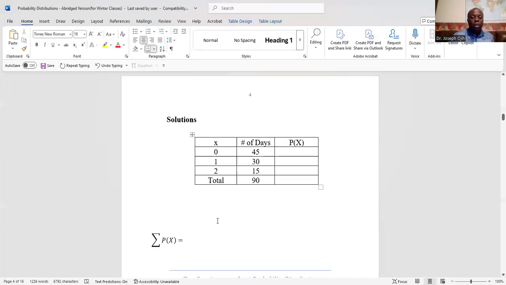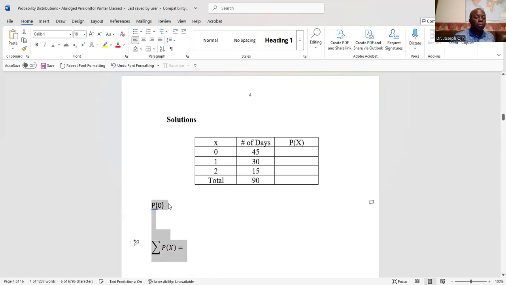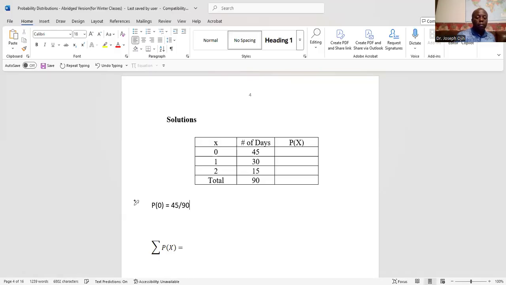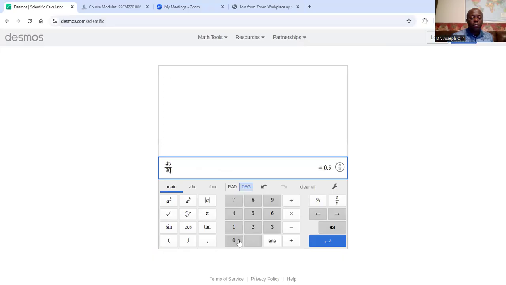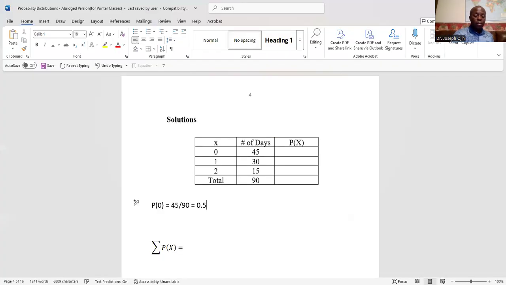So let's calculate the individual probabilities. P of 0 will be 45 over 90. So we got 45 divided by 90, 0.50. So I'm going to put it right here, 0.50.